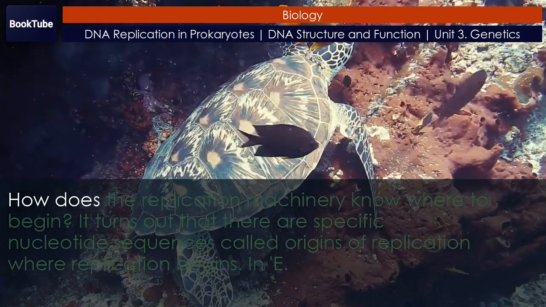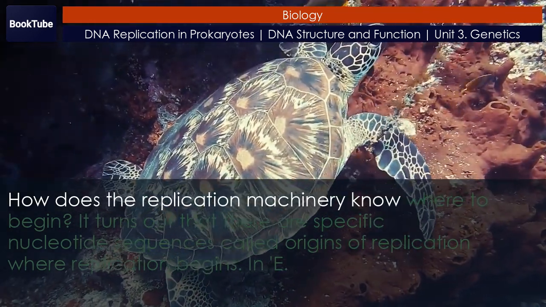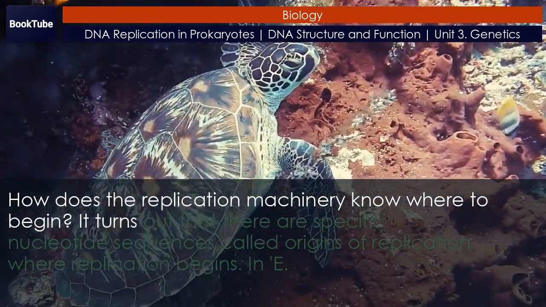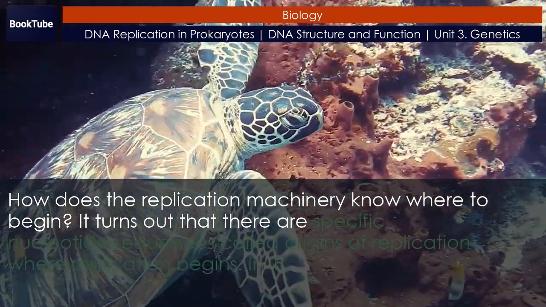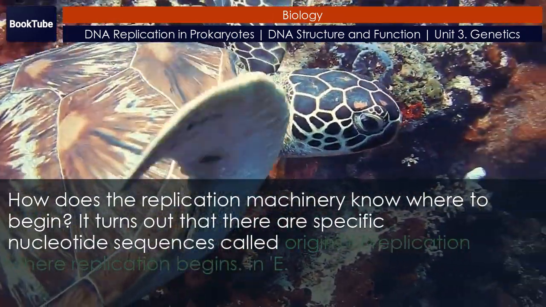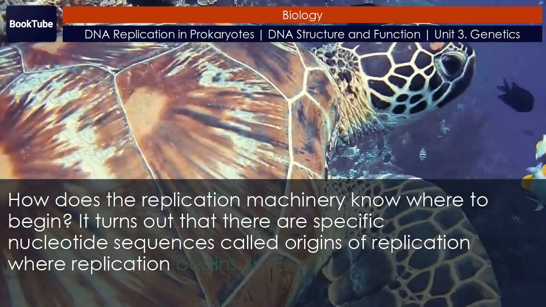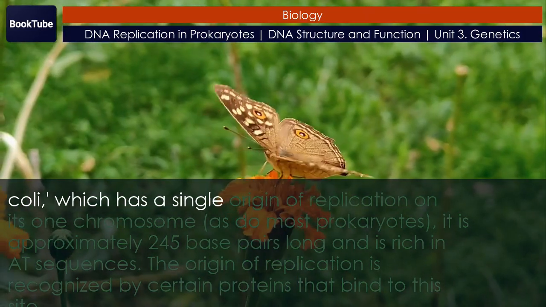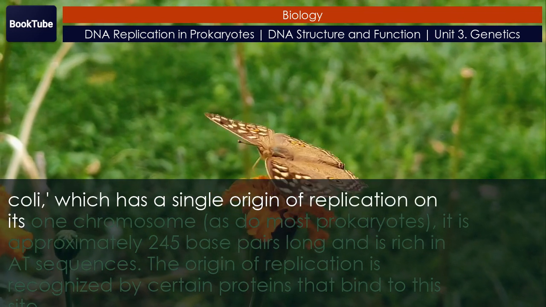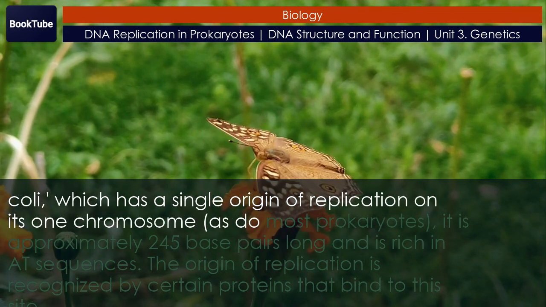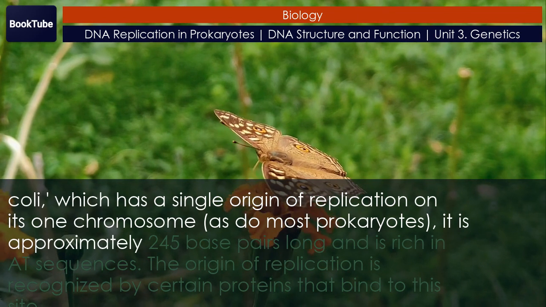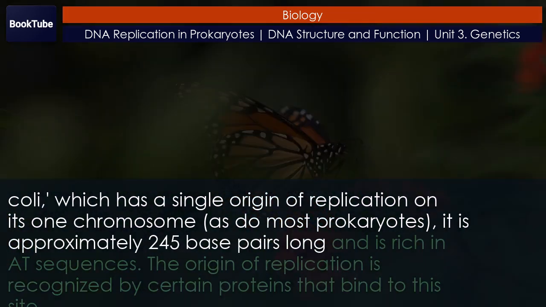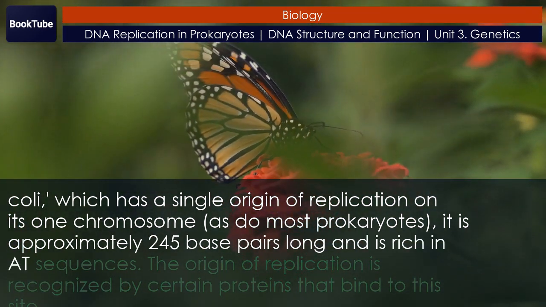How does the replication machinery know where to begin? It turns out that there are specific nucleotide sequences called origins of replication where replication begins. In E. coli, which has a single origin of replication on its 1 chromosome, as do most prokaryotes, it is approximately 245 base pairs long and is rich in AT sequences.